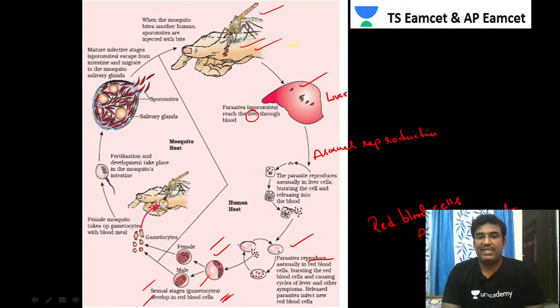Now these gametes, when a mosquito bites this infected person, all this will be entering into the mosquito.